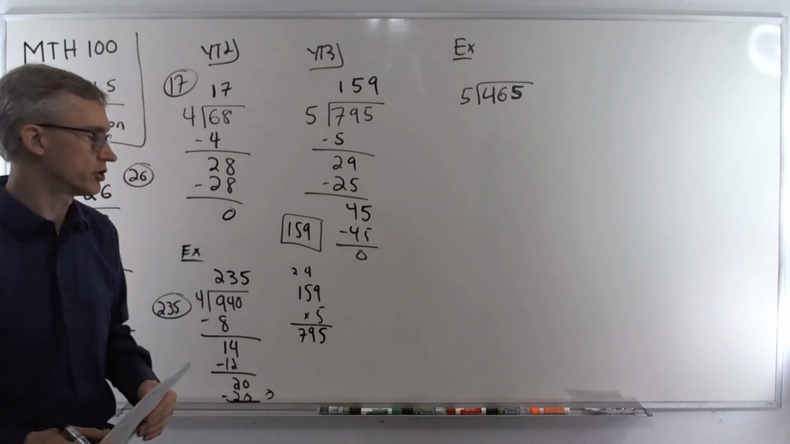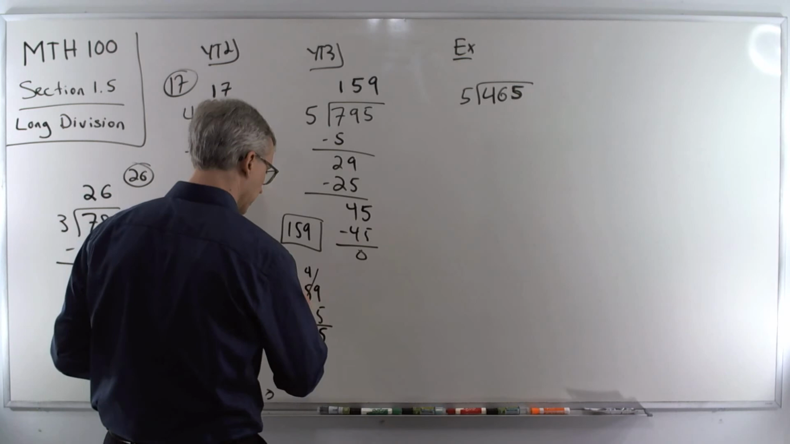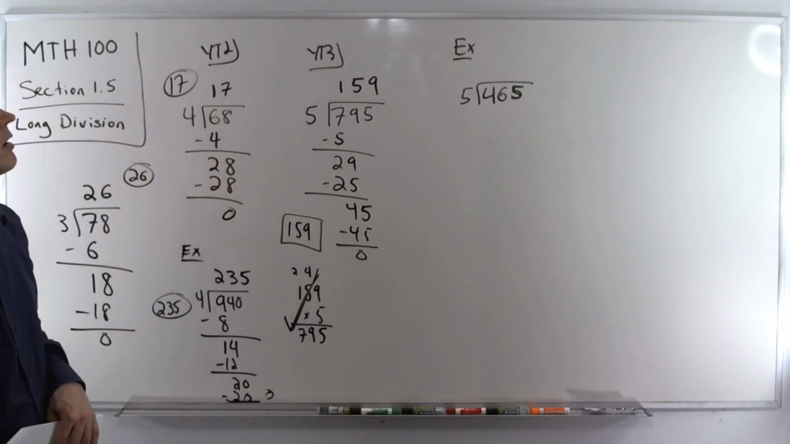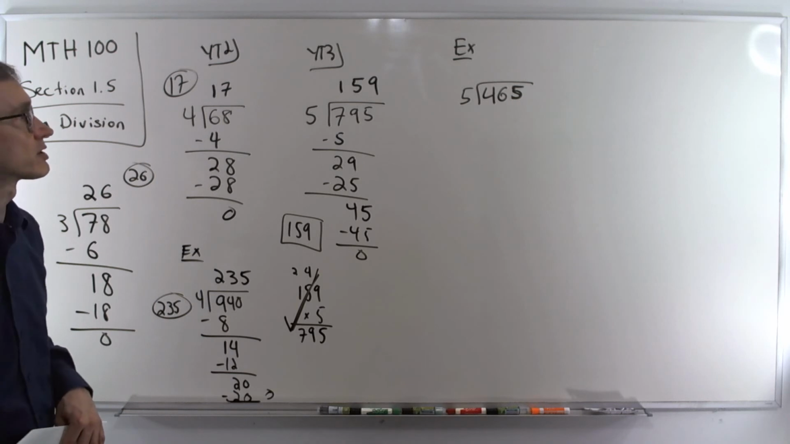All right, so make sure you're checking these. It's a great way to catch mistakes. All right, next up, 5 into 465.